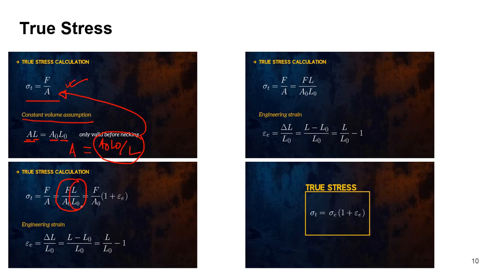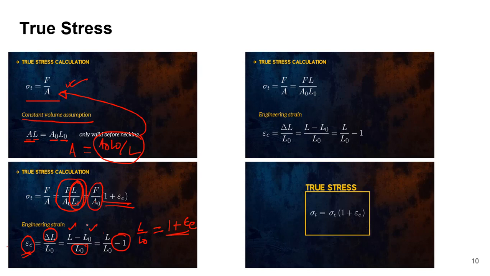Now what is this L by L naught? To find this L by L naught, we already know what engineering strain is. At any instant of time, if the length is L and L0 is the initial length, then the elongation divided by the initial length is the engineering strain. If we write this, it will be L by L0 minus 1. So what is L by L0? If this minus 1 goes to the other side, it will be 1 plus the engineering strain.